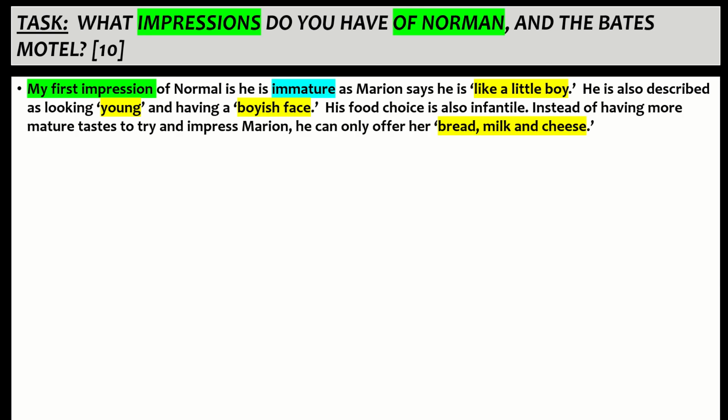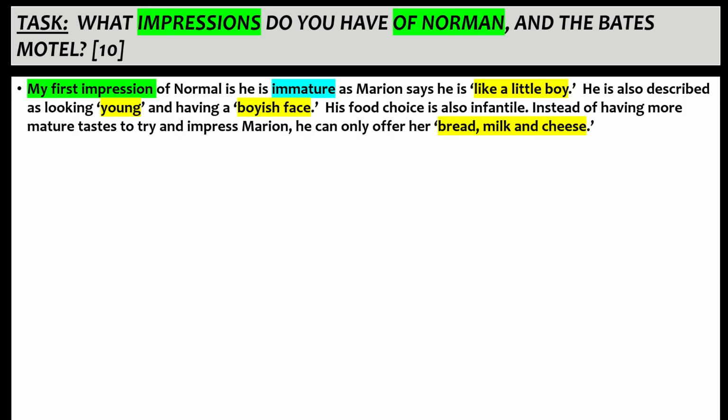If he's immature, if he's young, it doesn't have to be one quote per impression. If there's lots of quotes that tell you he's immature, put them all in. So I put my first impression of Norman is immature. As Marion says, he's like a little boy. That's what we talked about. Then I've added more. He's also described as looking young and having a boyish face. And then I've linked the food choice to his immaturity as well. I put his food choice is also infantile. Instead of having more mature taste to try and impress Marion, he can only offer up bread, milk, and cheese.